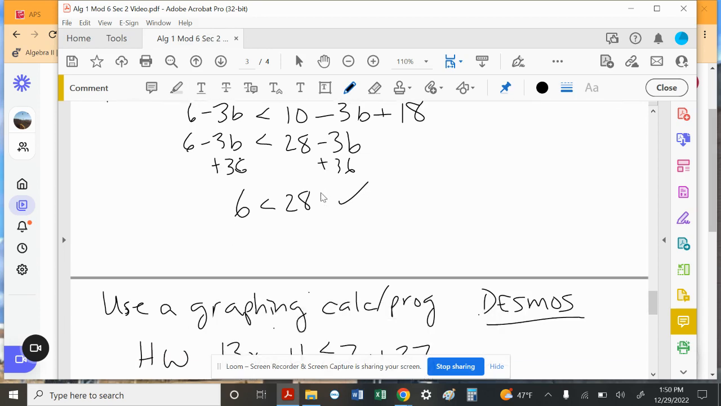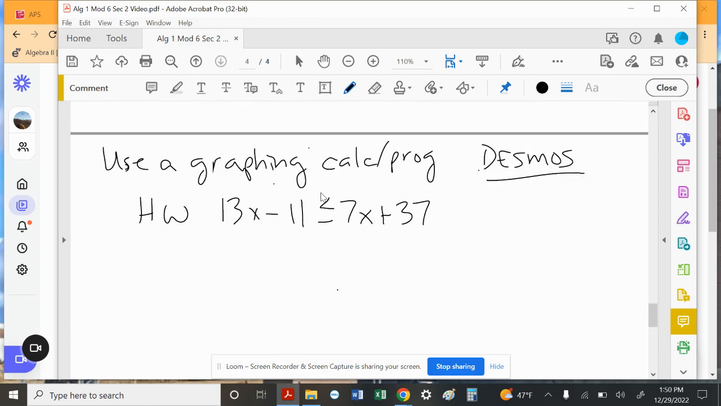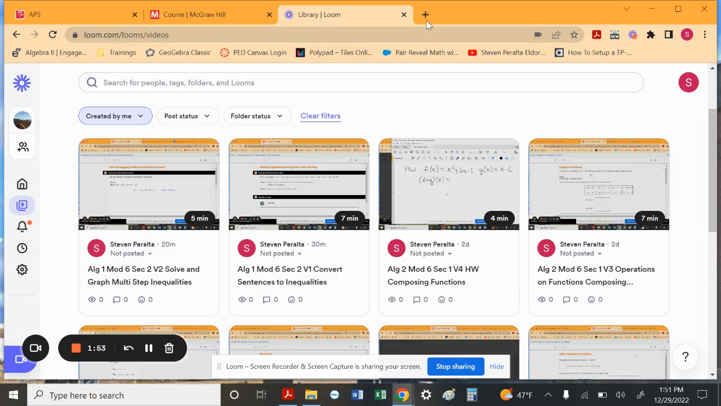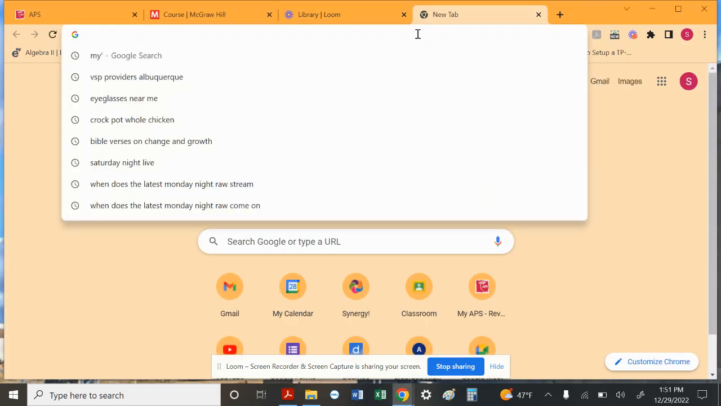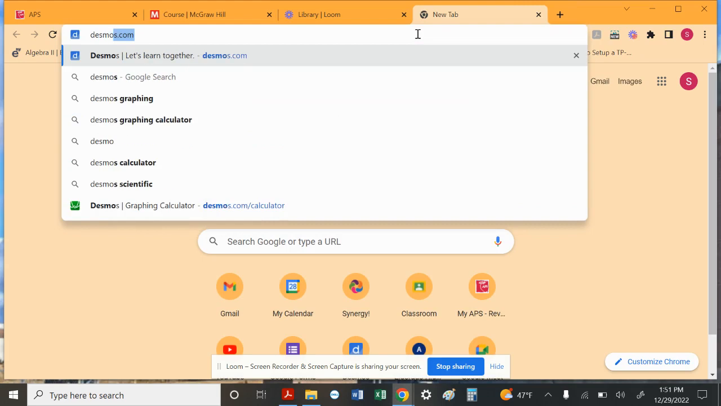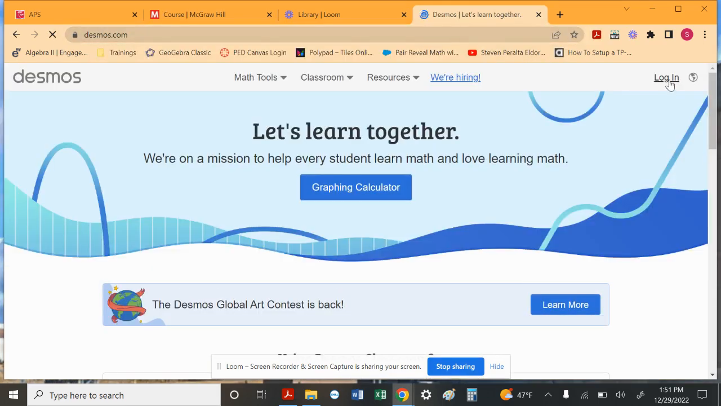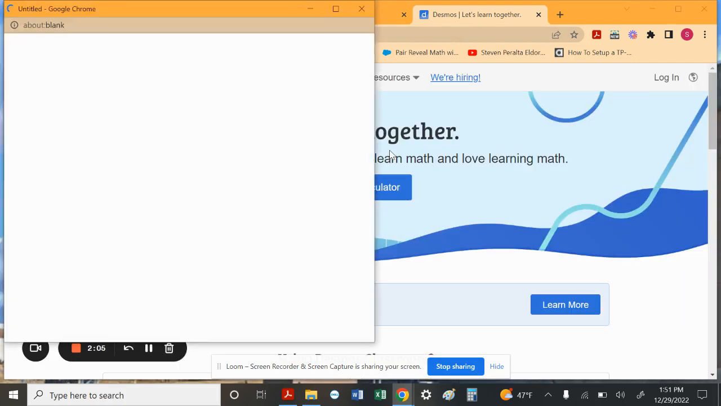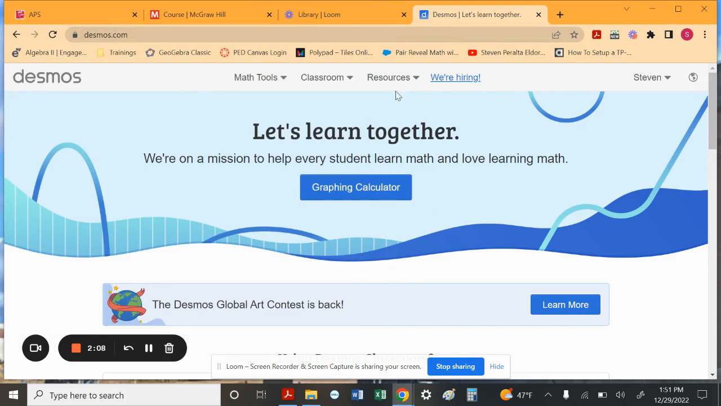Okay, on the next one, though, we're going to use the graphing calculator to do this. So we're going to go over DESMOS. Notice that we have 13x minus 11 is less than or equal to 7x plus 37. So we're going to come over to DESMOS. You will type in desmos.com. Notice mine already pops up. It's going to ask me to log in. I'm going to hit log in and sign in with my Google account, which is my APS account. It'll already know who you are.